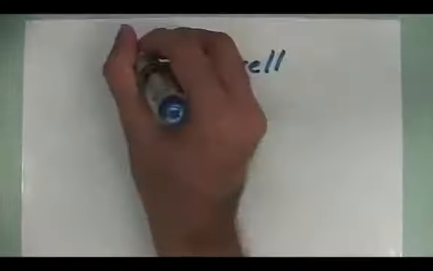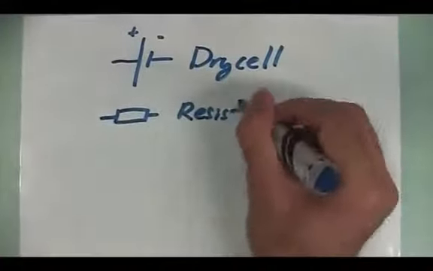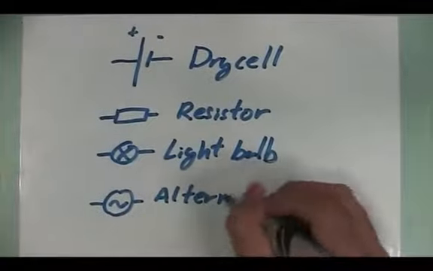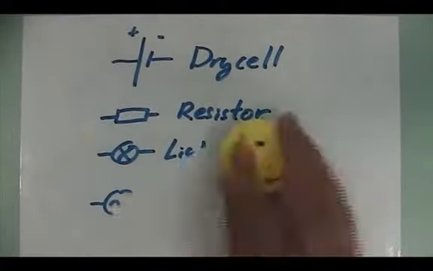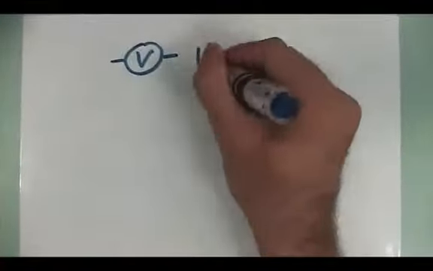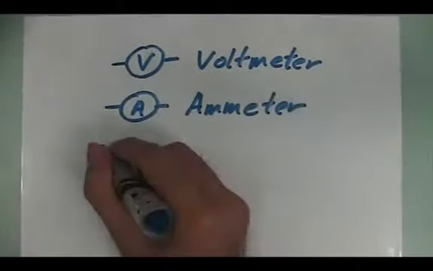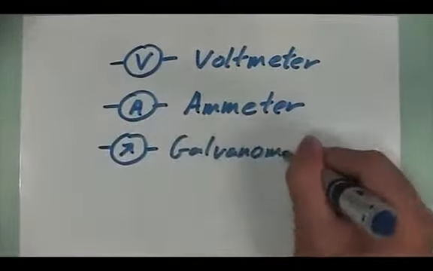A long line and a short line represent a dry cell, a rectangle represents a resistor, a cross in a circle represents a light bulb, and a circle with a squiggle represents an alternating current source. A V in the center of a circle represents a voltmeter, an A in the center of a circle represents an ammeter, and an arrow in the center of a circle represents a galvanometer.